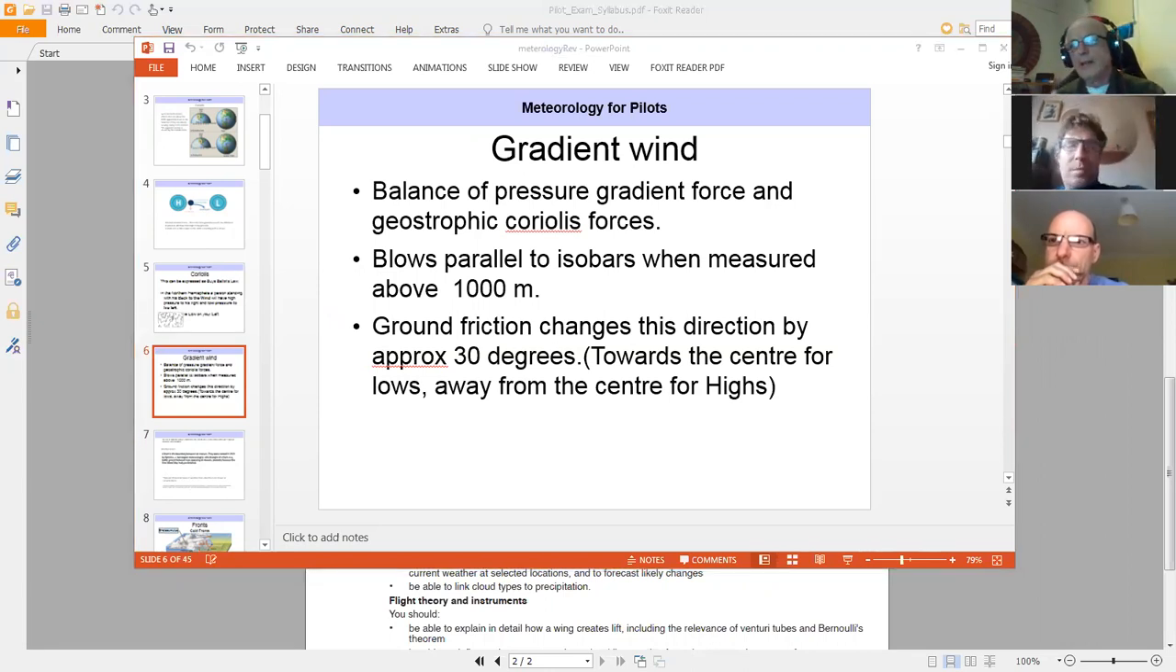And we'll look at that a little bit later because we have to look at synoptic charts later. We'll see that effect on there. But when you're asked to look at wind direction on a chart, you have to bear in mind you look at the isobars and then you add a factor of about 30 degrees to get the actual wind direction.